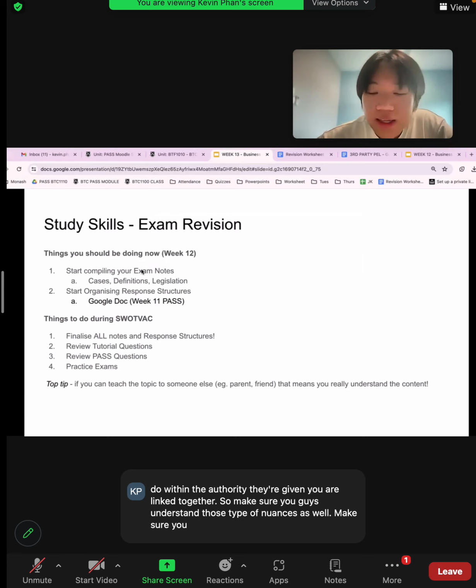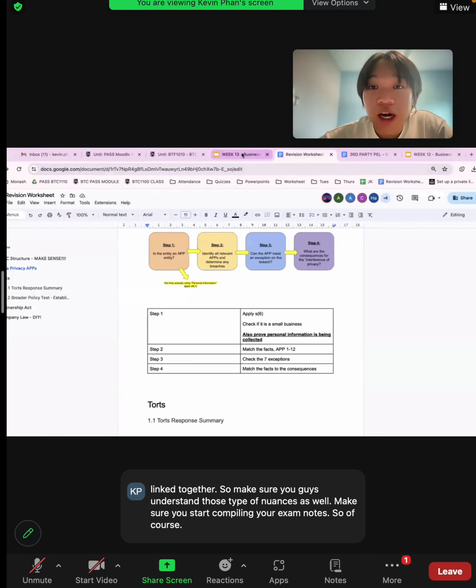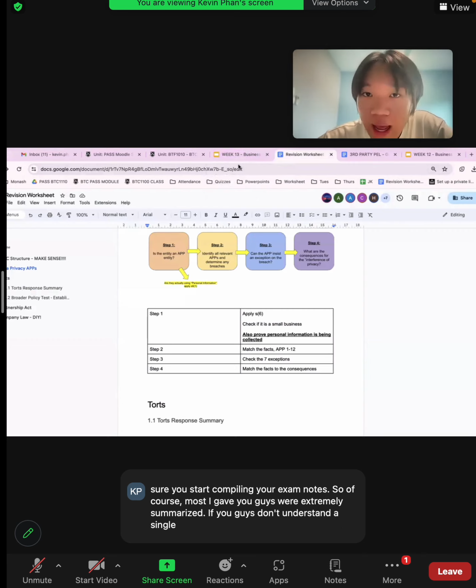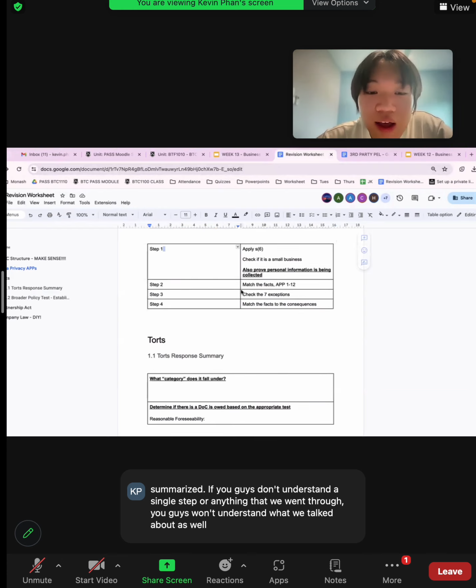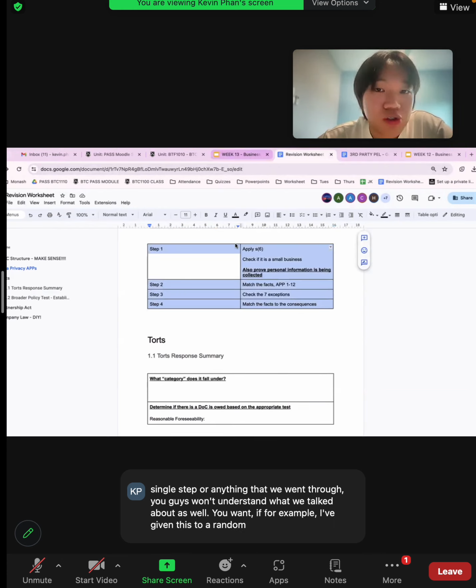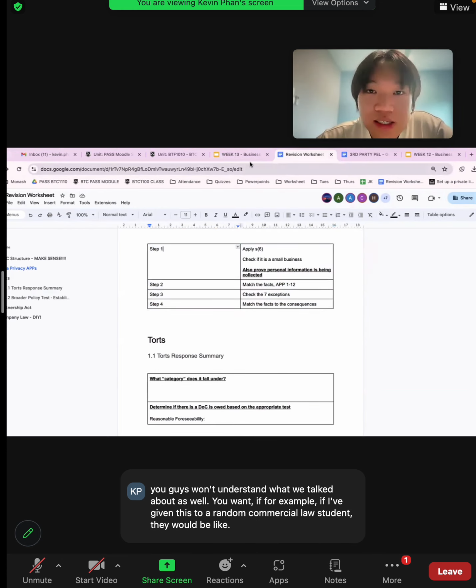Make sure you start compiling your exam notes. Of course, the notes I gave you guys were extremely summarized. If you don't understand a single step of anything that we went through, you won't understand what we talked about. If I gave this to a random commercial law student, they would be like, what the hell? Like, this makes no sense.